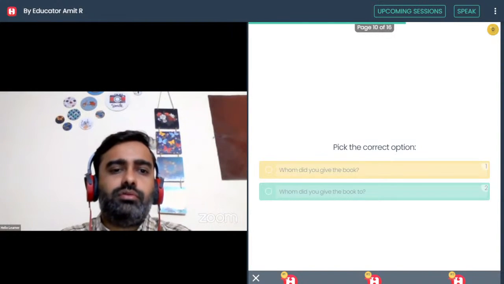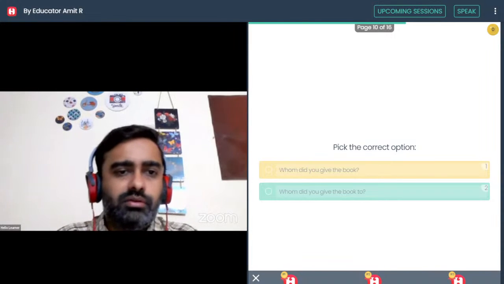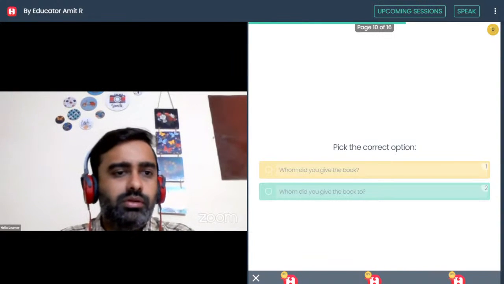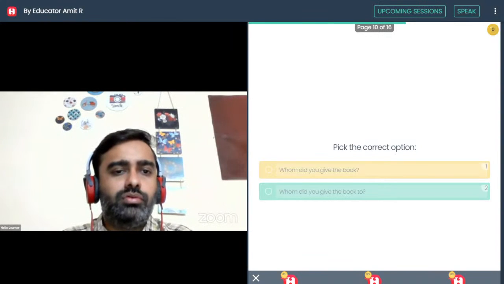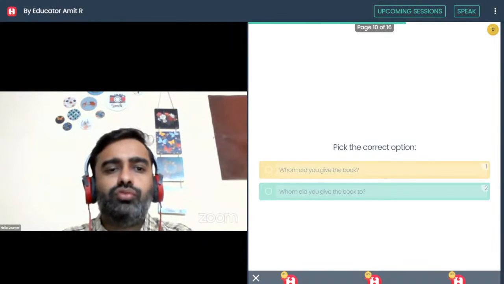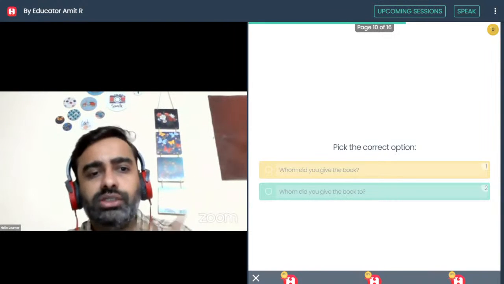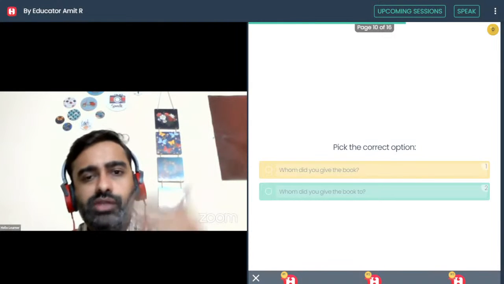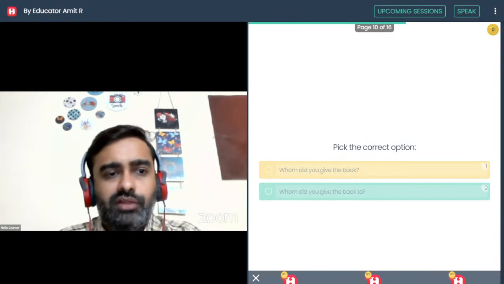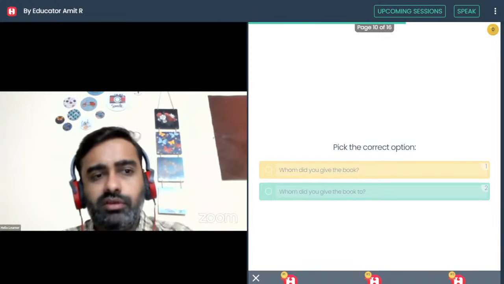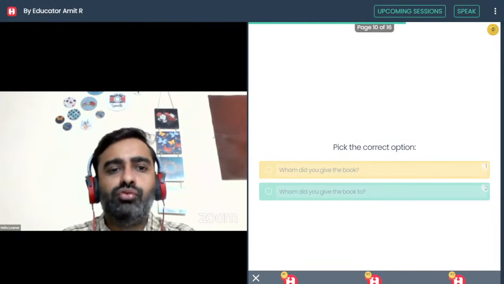Yeah, I think first one is also correct, no? It's not incorrect, yeah, that's what I'm saying. No, but here the problem would be, you need to use to here because it is expressing the motion, giving from one hand to the other, one person to the other. So that's why the second one is appropriate here in this case. You should ask whom did you give the book to.